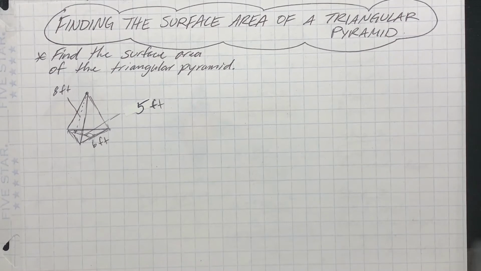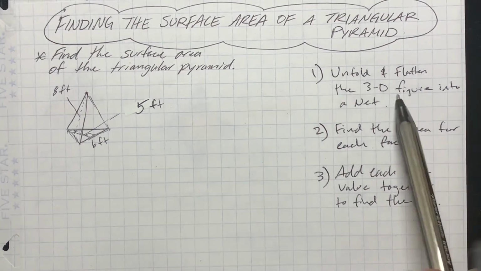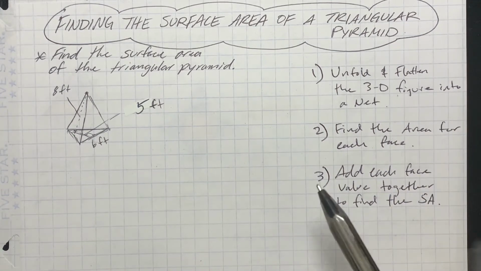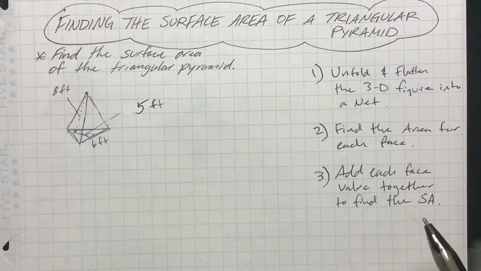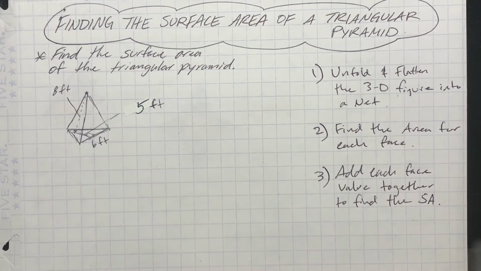All right, so moving on, we're going to find the surface area of a triangular pyramid. To be honest, it is the same method. So step 1, you're going to unfold that three-dimensional figure into a net. So unfold and flatten it out. And then you're going to find the area for each of the faces. And then after you find the area for each face, you're going to add them all together. Add each face value together to find the surface area of that triangular pyramid.